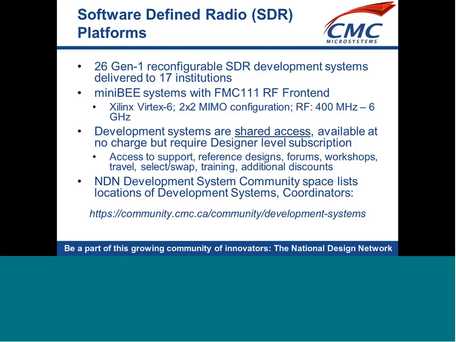Just to recap, the software-defined radio Generation 1 platform, which is presently installed at various institutes: about 26 Generation 1 reconfigurable SDR platforms were delivered into 17 institutes. The platform constitutes miniBEE systems from BE Cube with the RF front-end FMC 111 card. It contains a Xilinx Virtex 6 chipset. The system allows for 2x2 MIMO configuration spanning from 400 MHz to 6 GHz.